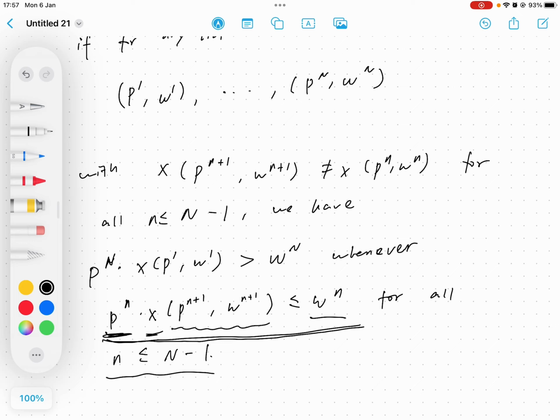Whenever this is true, then we must have, so this is simply referring to the last one. If we use this solution, this consumption set for taking the first price and the first budget, P1 W1, then this has to be exceeding the budget for the last set of Pn and Wn.